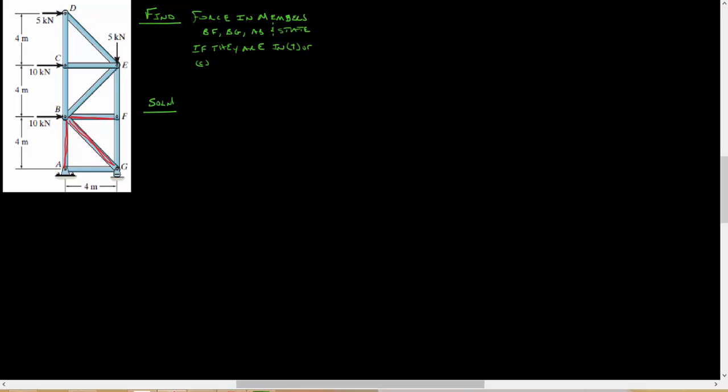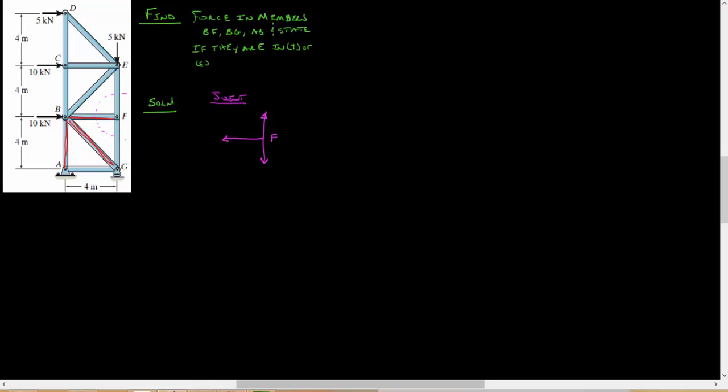Now, let's take a look at member BF. And let's go back and think about our method of joints. And if we cut this like so, even if we said method of sections, we just cut three members. And let's go ahead and draw that free body diagram, noting that all of them are in tension, and this is joint F. So let's just say that we are looking at joint F, and I know we're doing method of sections, but let's just take a look at this real quick.